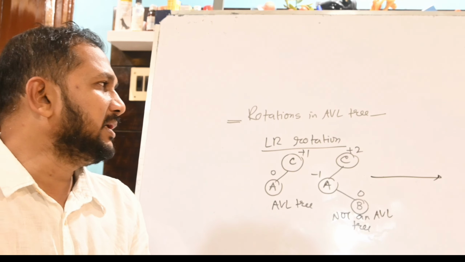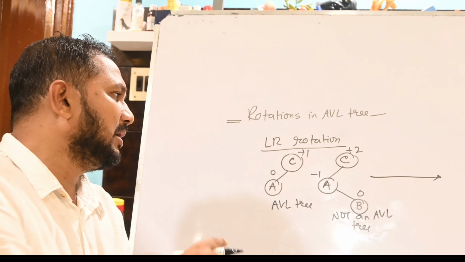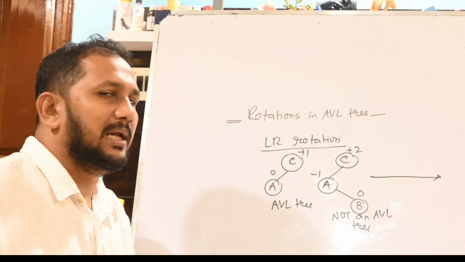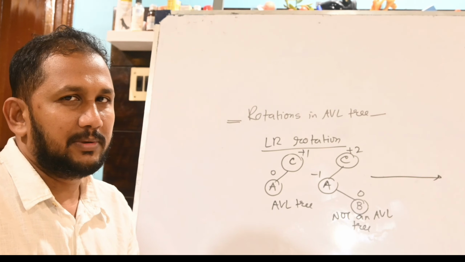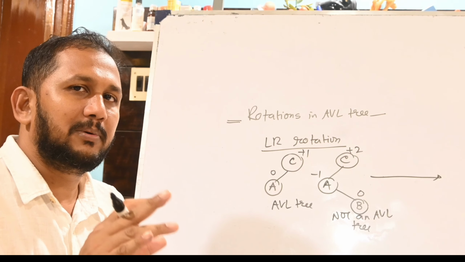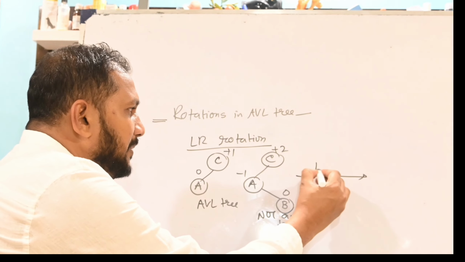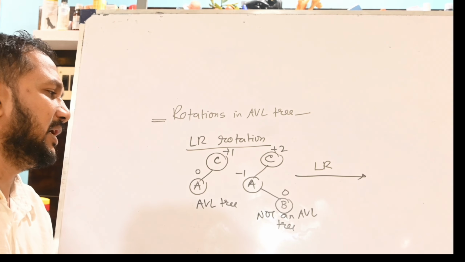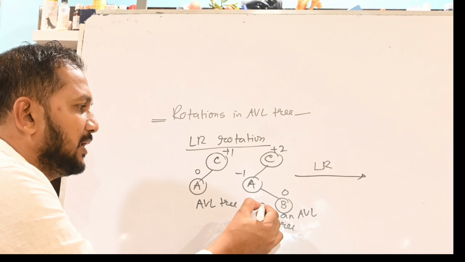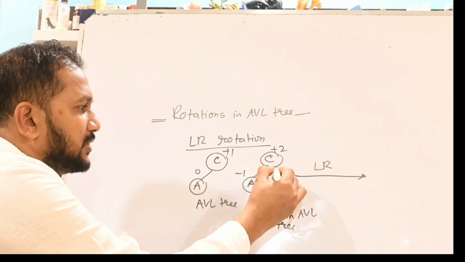First of all, why is this LR? Because the initial position of the subtree is the left subtree, and then the last inserted element is on the right-hand side of the left subtree. So that's why it is LR, left then right. In the case of LR rotation, we need to calculate the rotation values. First, the lowest value is anti-clockwise, and this one is clockwise.